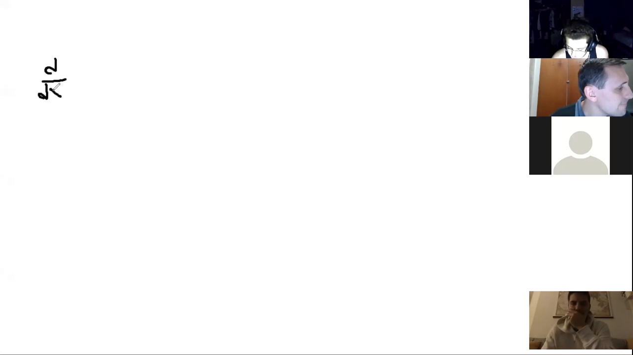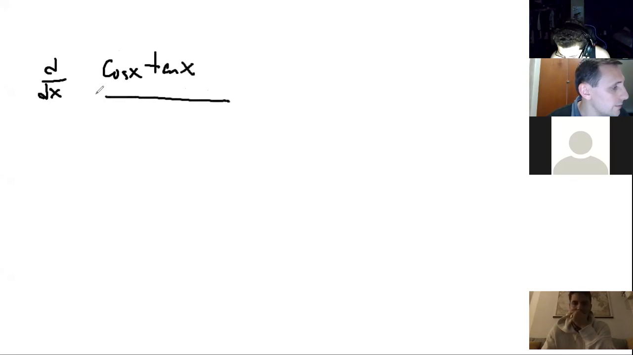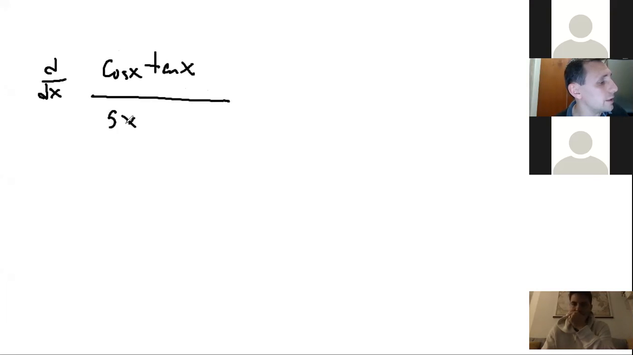So it's derivative, we need kind of a lot of room, of cosine x tangent x divided by 5x squared plus e to the x.